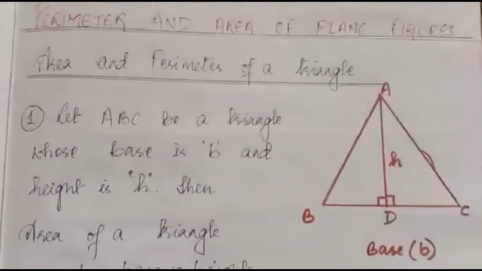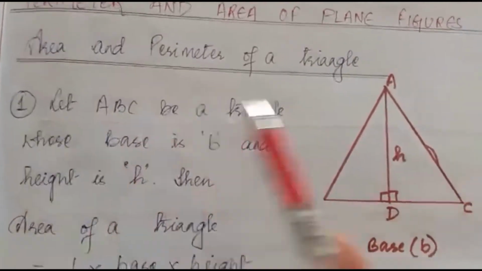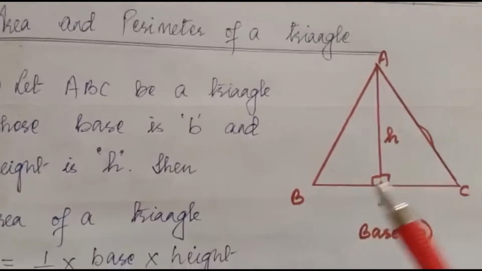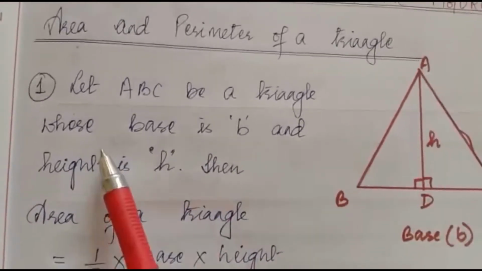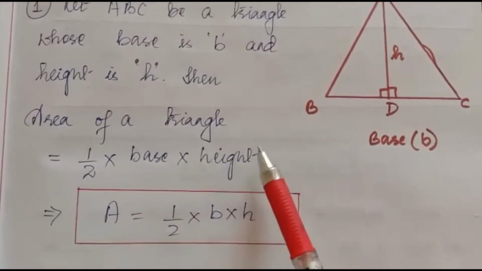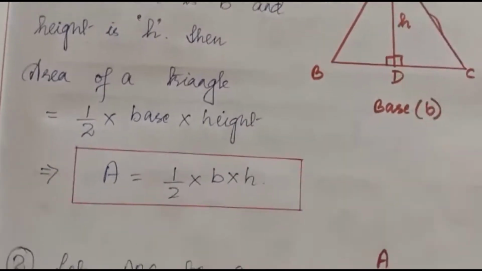In a triangle we have three formulas to find its area. Number one, if you consider this type of triangle, whose height is given and base is given, in this case the area of a triangle will be half into base into height. This is the formula of the area of a triangle when height and base are given in the question.